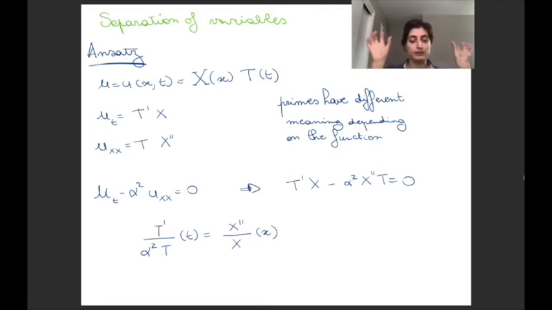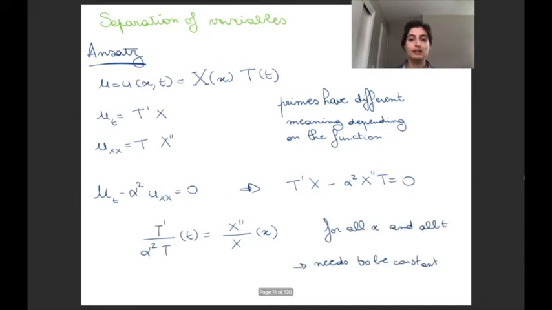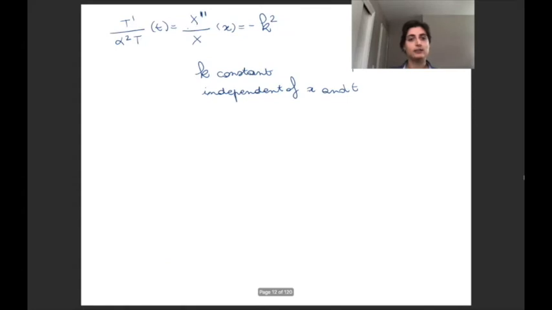So you see that this is a separation of variables in the sense that all one variables are on one side and all the other variables are on the other side. And since this must be true for every x and every t, then it needs to be a constant fraction. So we can set both of these two fractions equal to minus k squared, where k is a constant independent of x and t.